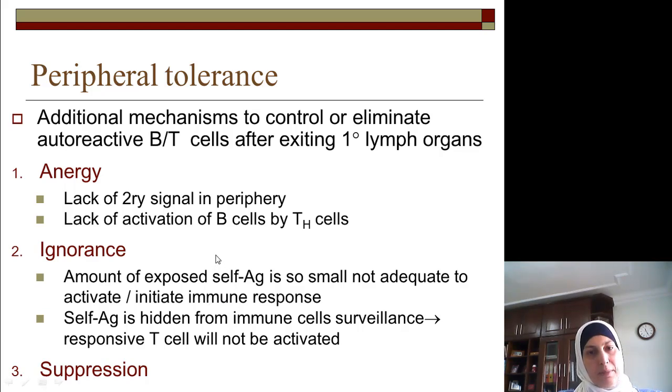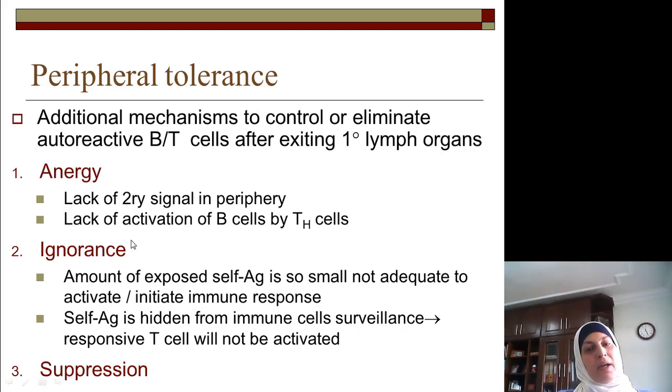The peripheral tolerance occurs in the periphery, so outside of the primary lymphoid organ, and there are different mechanisms that the peripheral tolerance follows: anergy, ignorance, and suppression. Anergy that we talked about is, again, a lack of the secondary signal in the periphery, so the anergic cell that goes out from the thymus, for example, will remain anergic in the periphery. There would be no stimulation for this T cell to receive the second signal and become activated.